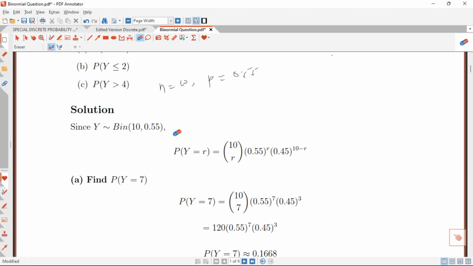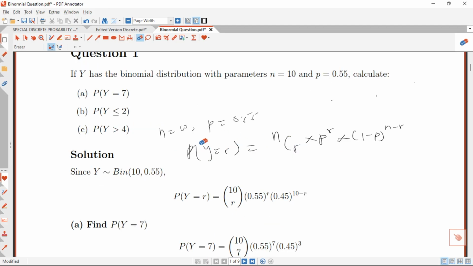Then we have to state our PMF, and we know that the PMF, the probability that y is equal to r, is n combination r times p raised to the power r times 1 minus p raised to the power n minus r. So this is what we have for our PMF. Here we already have our n and our p, so you are just going to substitute them here. Right now we're going to solve the question.